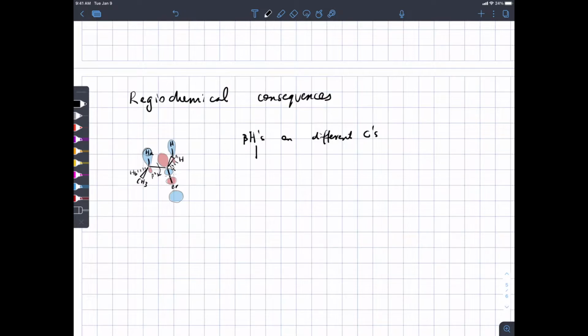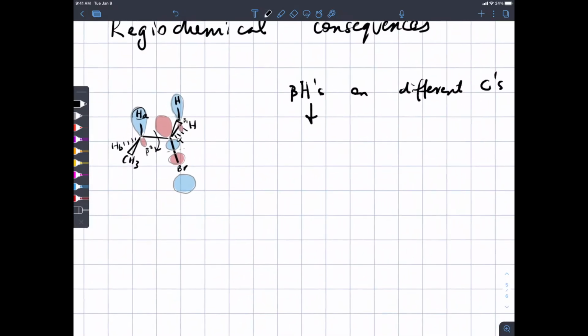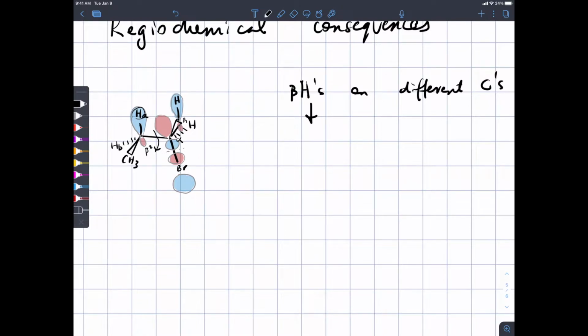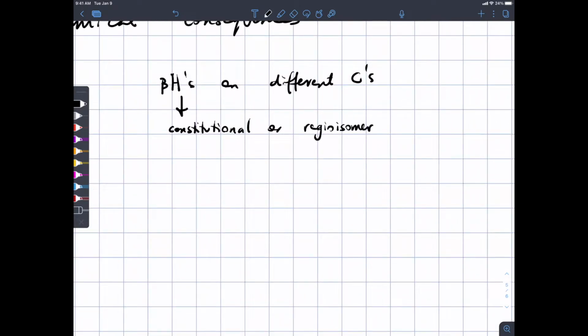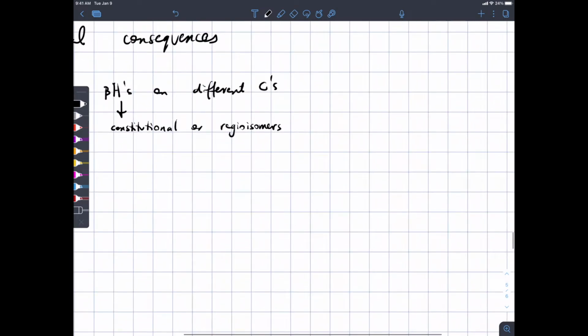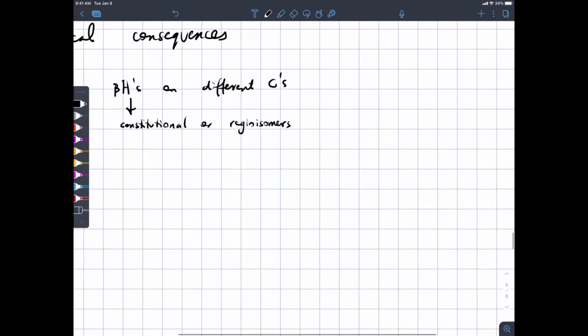Okay, and that's an issue of if we remove one, we're going to get one constitutional or regioisomer. Some of you learned the term constitutional isomer in Gen Chem, and then you promptly forgot it. Constitutional or regioisomers, what does that mean? That means different connectivity, different bonds. Same atoms, same molecular weight, same molecular formula, different connectivity, different bonds.